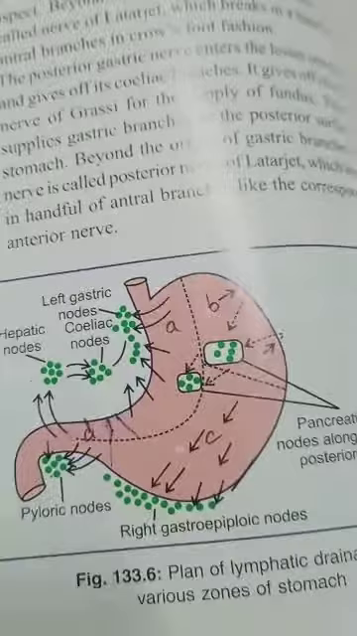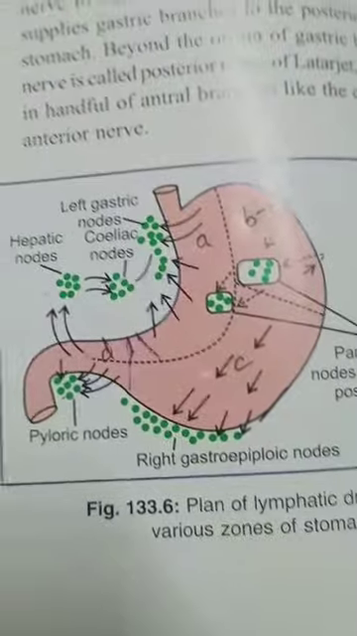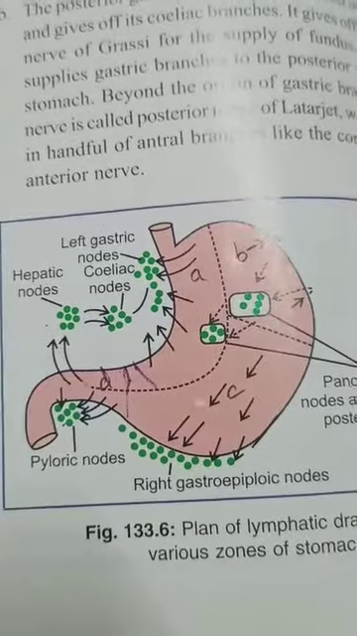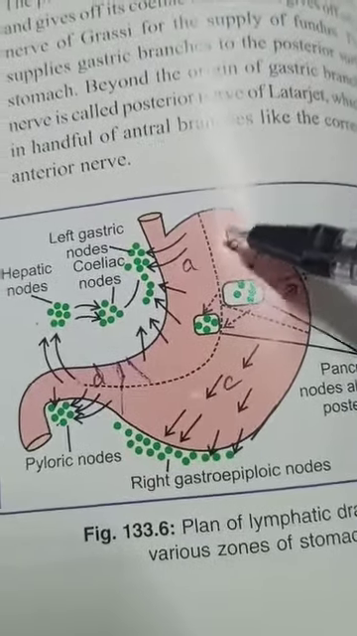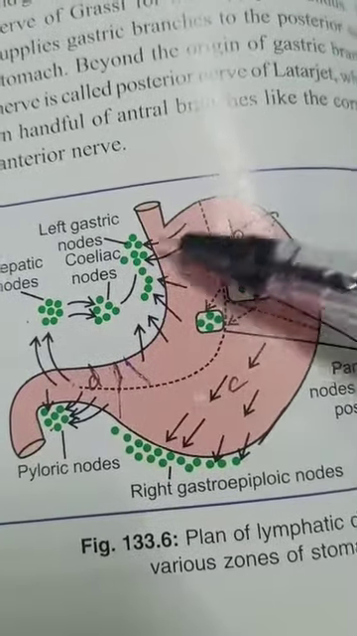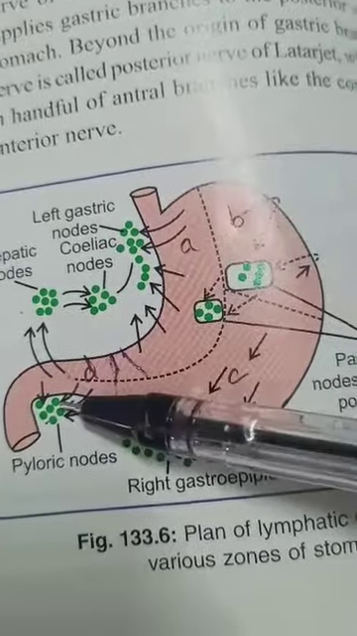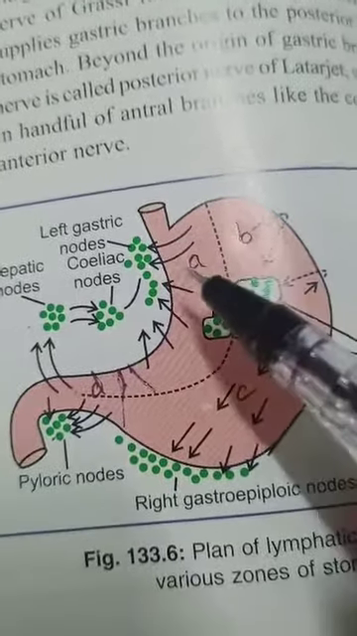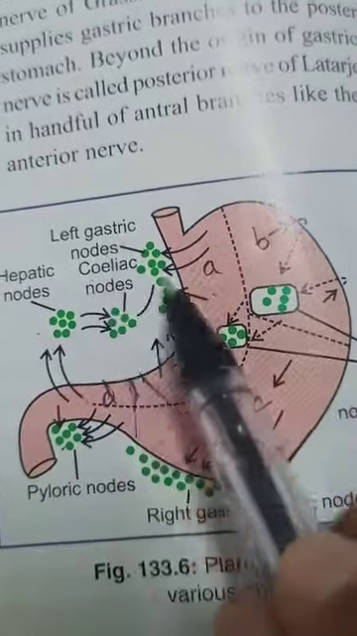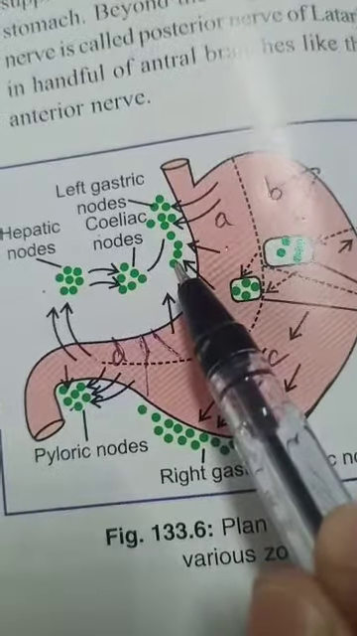So this is the diagram showing the lymphatic drainage of the stomach. The lymphatic drainage of the stomach is very important because of the applied aspect of carcinoma. Carcinoma usually affects the lymph nodes. For studying the lymphatic drainage of the stomach, it is divided into 4 regions: A, B, C and D. This is region A. The A portion drains into the left gastric lymph nodes.